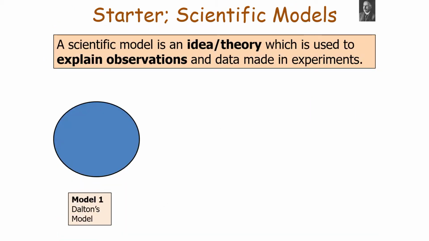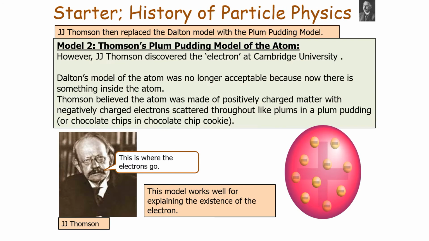So we started off with Dalton's model, the idea of just a simple sphere for an atom. This led to J.J. Thomson replacing the Dalton model with the Plum pudding model. So in this particular model, J.J. Thomson thought that there must be electrons inside the atom because he discovered the electron at Cambridge University in his experiments. So Thomson believed that the atom was made of positively charged matter with negatively charged electrons scattered throughout like plums in a plum pudding, which gives its name the Plum pudding model.